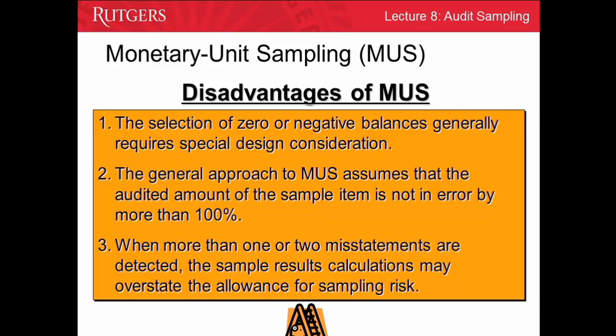Furthermore, when more than one or two misstatements are detected using a MUS approach, the sample result calculations may overstate the allowance for sampling risk. This occurs because the methods used to determine the amount of misstatement are very conservative. Thus, the auditor is more likely to reject an acceptable recorded book value and over-audit.